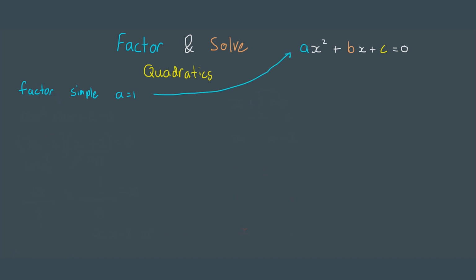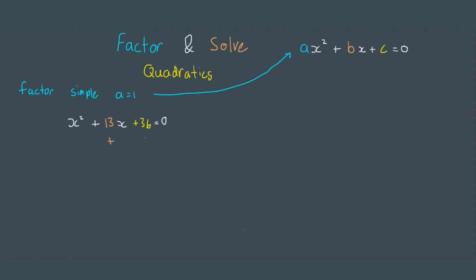Now we're going to look at how to factor and solve a simple quadratic. That means where a is equal to 1. For example, x squared plus 13x plus 36 equals 0. Here we can think of a, the number in front of x squared, as being 1, but we don't need to write it.